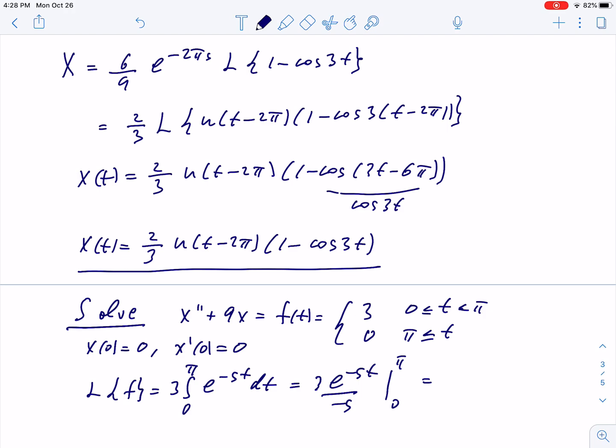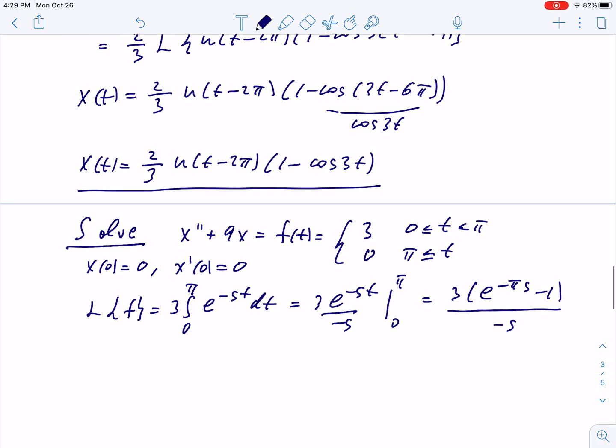So this will be 3 times exponential minus pi s minus 1 over negative s. Something like this we inverted in the previous examples. Now, I want to show that this function can be written in terms of the step function also.